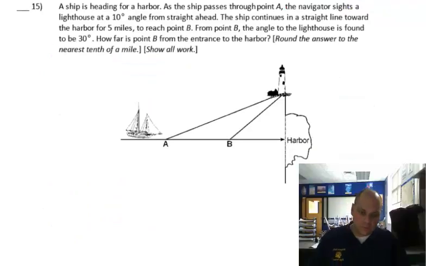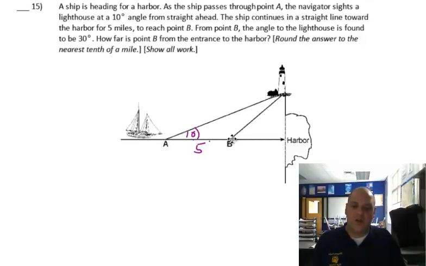Yay! A ship heading for the harbor. As the ship passes through point A, the navigator sights a lighthouse 10 degrees from the sight ahead. So that's going to be this guy right here, 10 degrees. The ship continues in a straight line for 5 miles. So this is 5 miles right here.